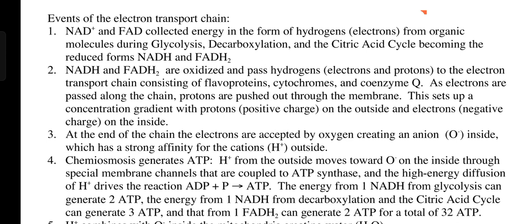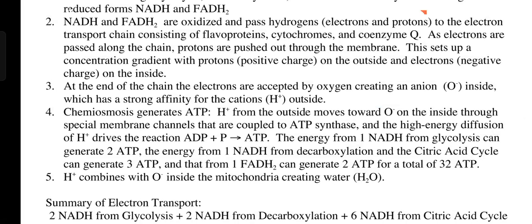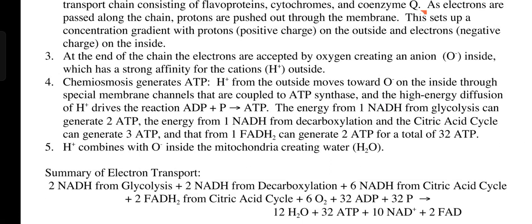Number one, NAD positive and FAD collected energy in the form of hydrogens, electrons from organic molecules during glycolysis, decarboxylation, and the citric acid cycle, becoming the reduced forms NADH and FADH2. Number two, NADH and FADH2 are oxidized and pass hydrogen, electrons, and protons to the electron transport chain consisting of flavoprotein, cytochromes, and coenzyme Q. As electrons are passed along the chain, protons are pushed out through the membrane. This sets up a concentration gradient with protons, positive charge, on the outside and electrons, negative charge, on the inside.